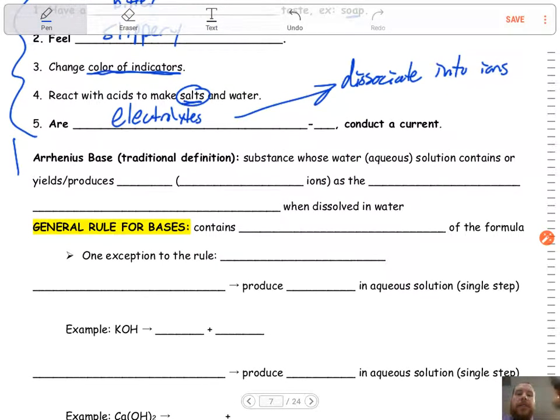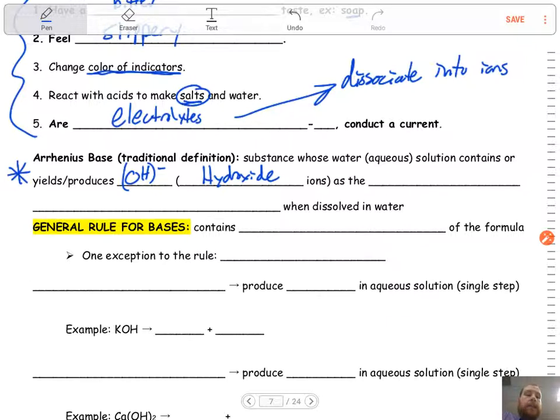Arrhenius base definition, that would be another flashcard that I would have as well, with the definition on the back and maybe the general rule for bases as well. So Arrhenius base, traditional definition, again, substance whose water or aqueous solution contains or produces OH-. What is OH-? You guys should know that name by now. Hydroxide. Okay, so acids are producing hydronium, that H3O+. Bases produce hydroxide. If you take a look on table L, guys, with the common bases, you've got NaOH, you have KOH, you have Ca(OH)2. Okay, that's going to be a common theme with a lot of bases.